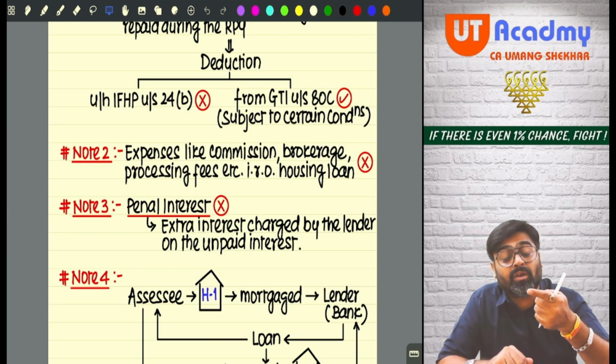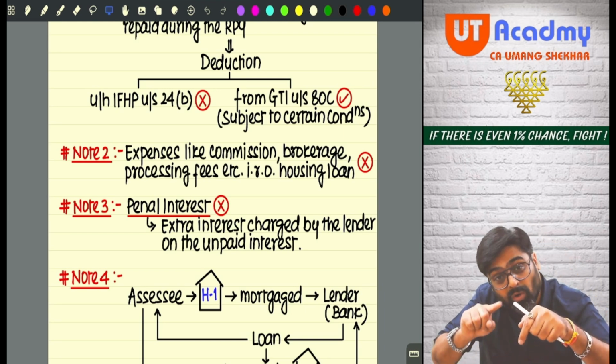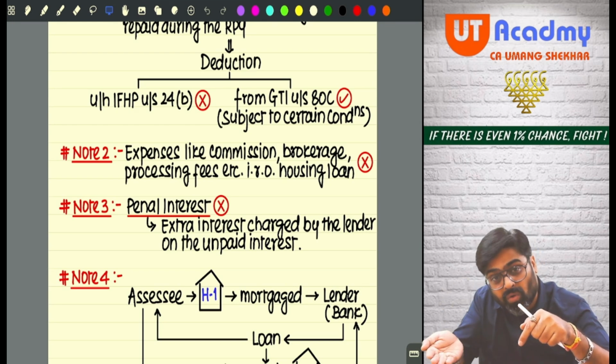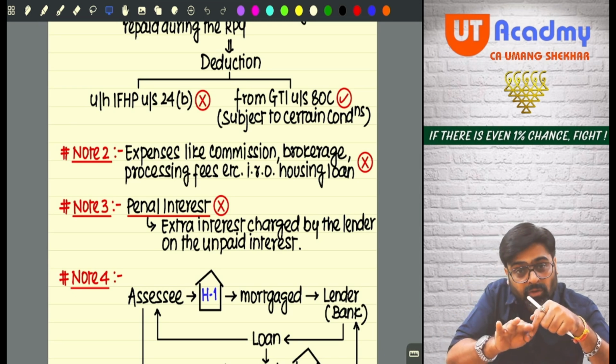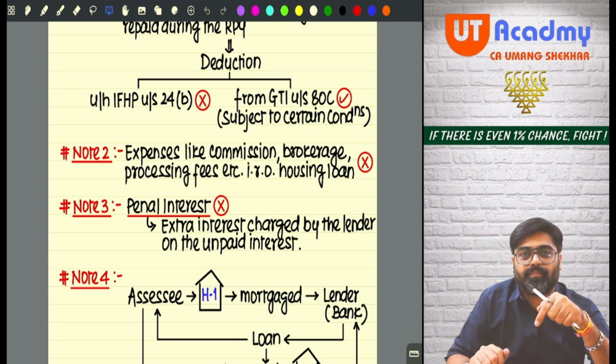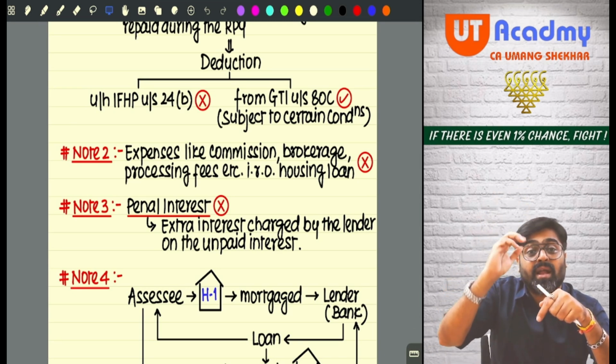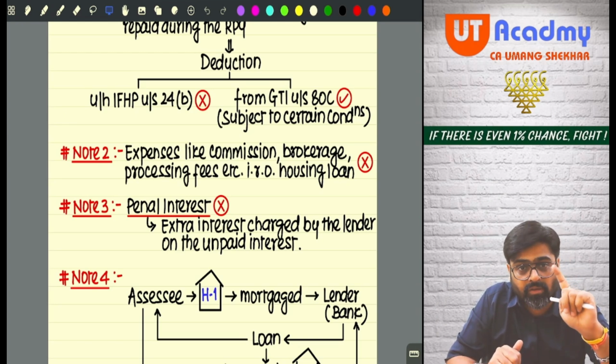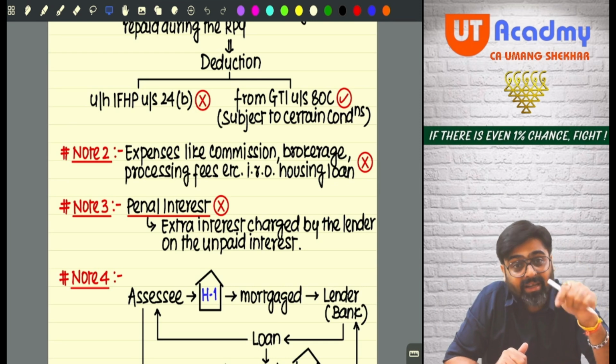We are going to give the deduction for interest on loan. So whatever interest you have paid on loan, which was payable on this loan, only that interest is allowed. Any extra interest which is charged on this interest as a penalty will not be allowed as a deduction, because that is not on the principal component.